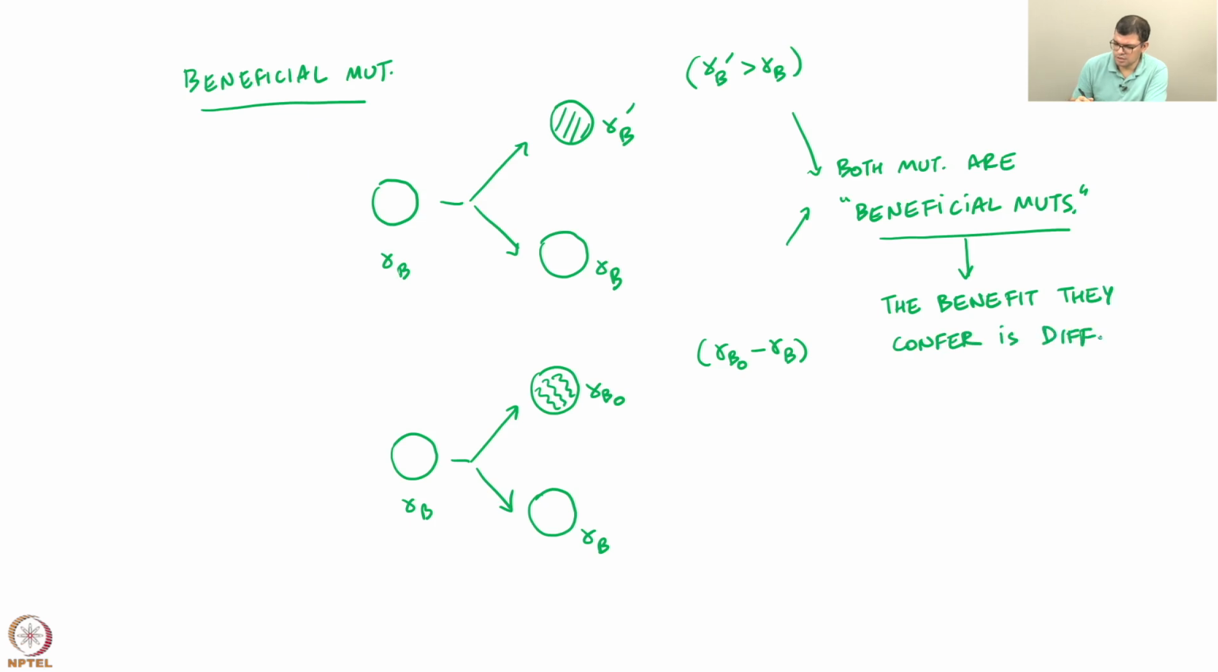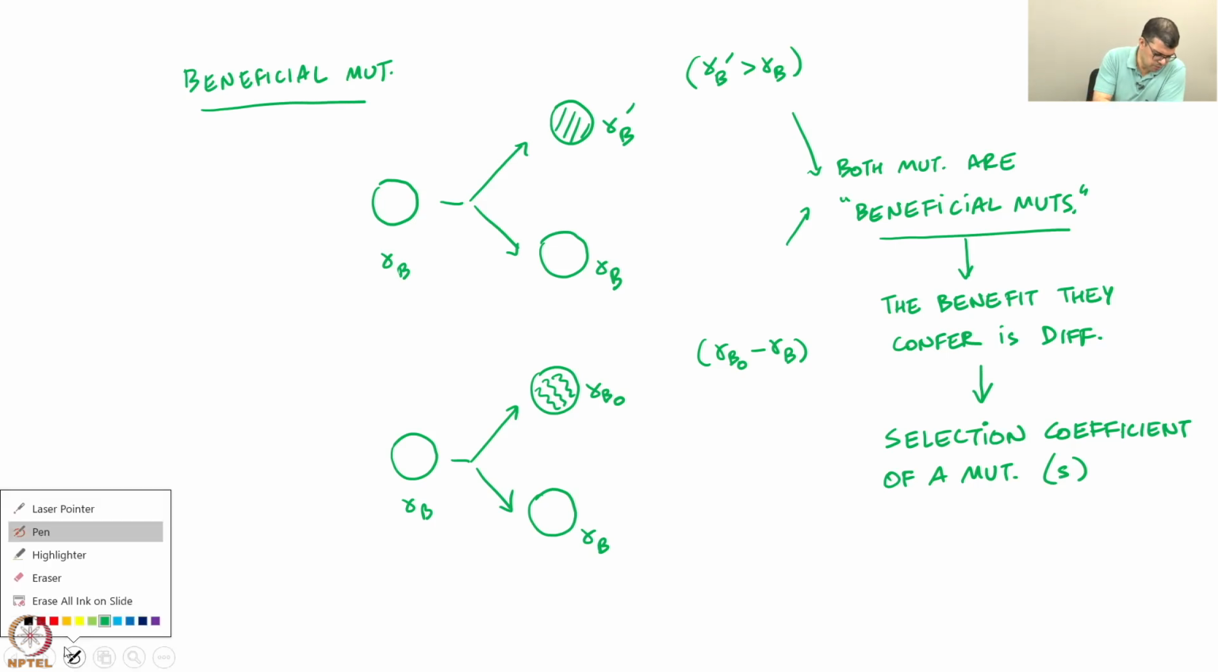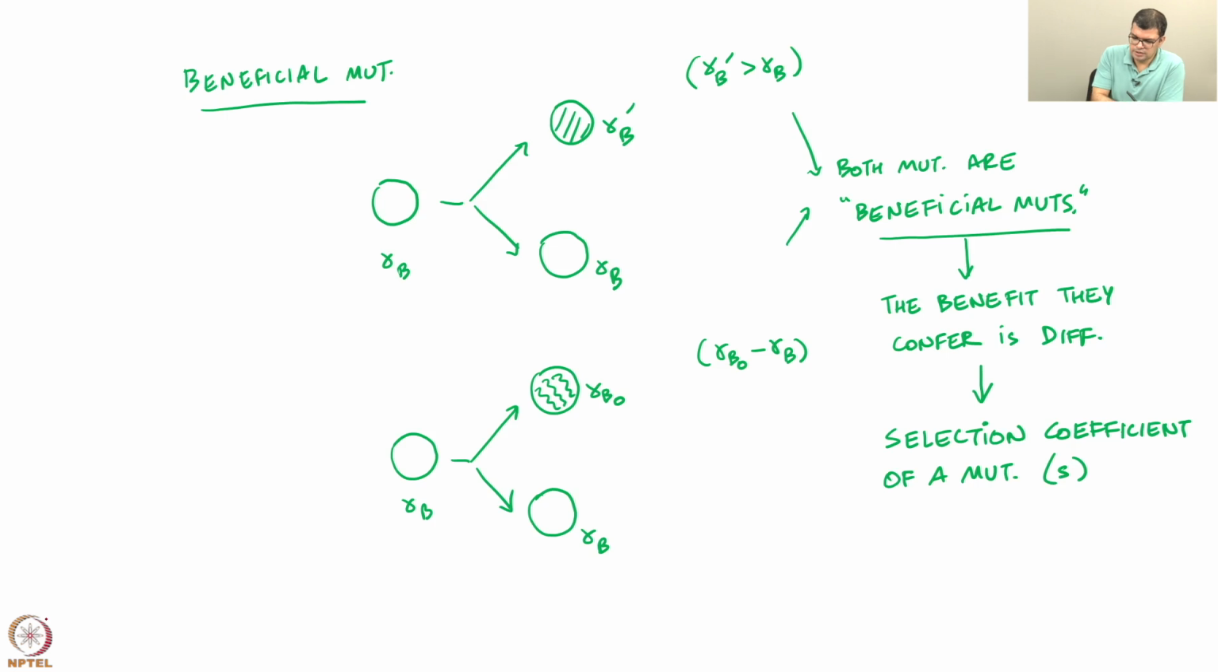Say is different, and this quantum of benefit that a mutation confers is called the selection coefficient of a mutation. This is represented in evolutionary biology literature as a small s, and it is an extremely important variable in evolutionary biology that you will see all the time being referred to. Let us look at this one.